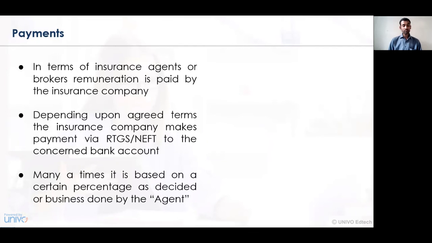Many times it is based on a certain percentage as decided by the business. In most cases, the percentage of the agency or remuneration is pre-decided, and as per the pre-decided terms and conditions of the contract, the amount of remuneration is paid to the insurance agent. Hence there is a proper contract between the insurance company and the insurance agent, and that company pays a certain sum of money to the insurance agent.